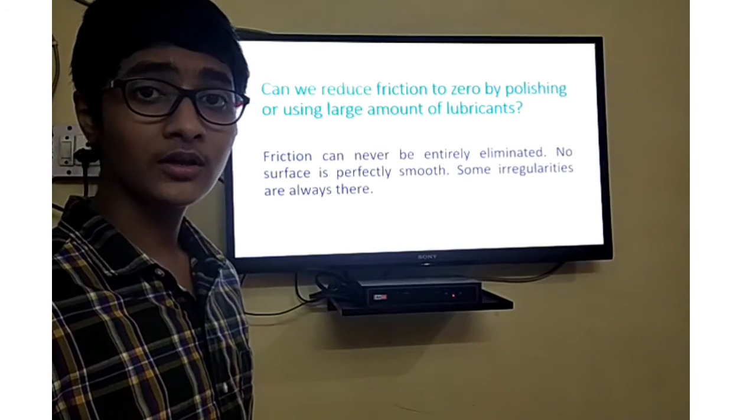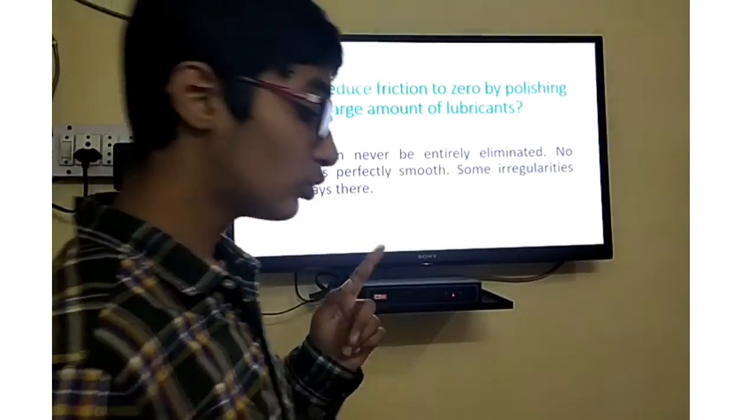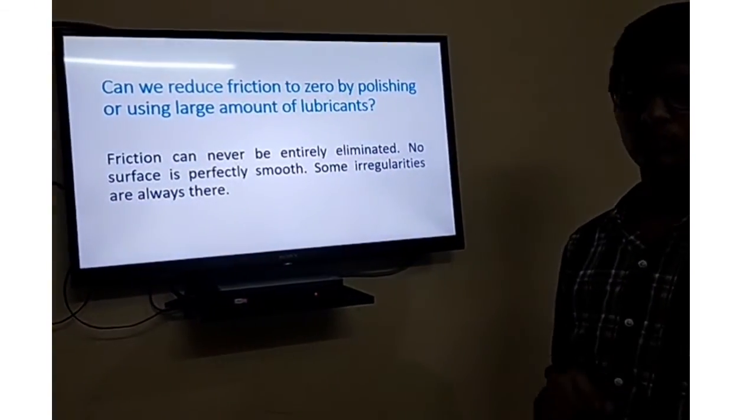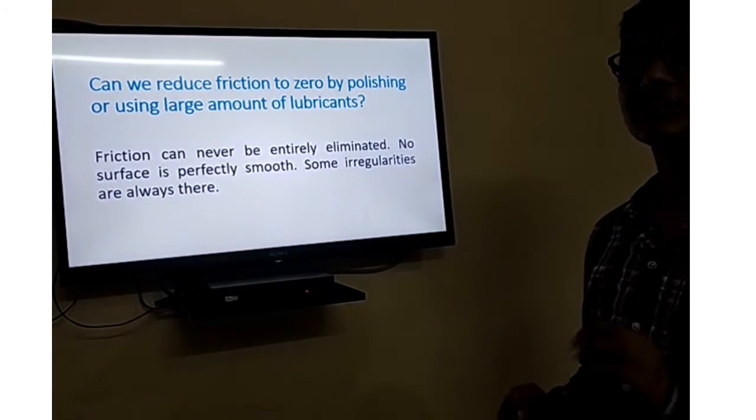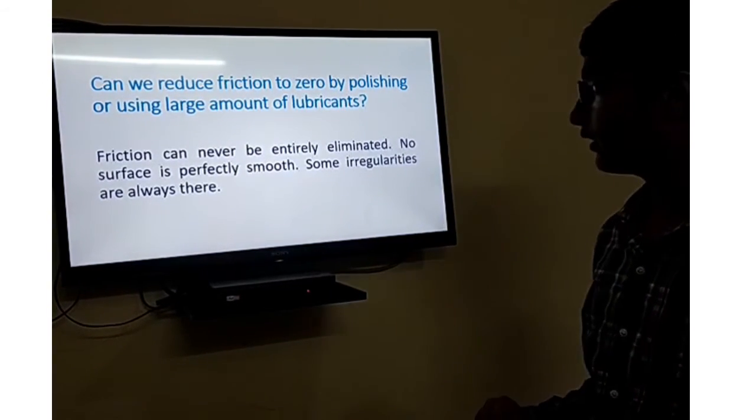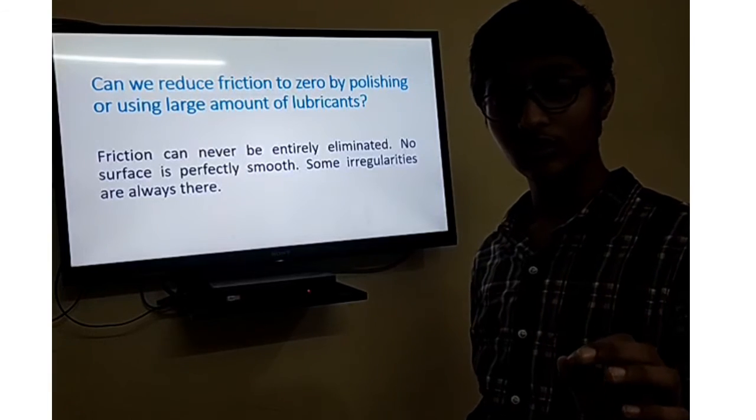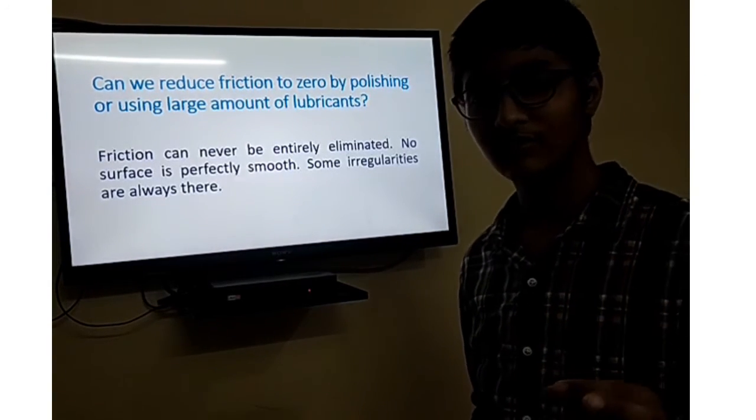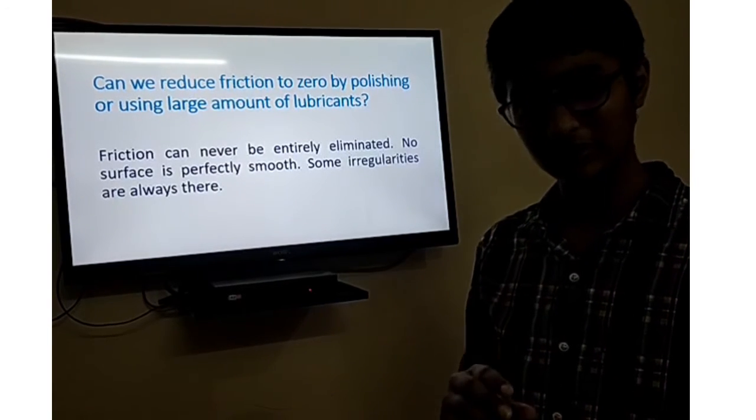Now comes the question, can we reduce friction to zero by polishing or by adding large amount of lubricants? No, friction can never be entirely eliminated. No surface is perfectly smooth. Some irregularities are always there. Even the smoothest of surfaces have some irregularities present in them.